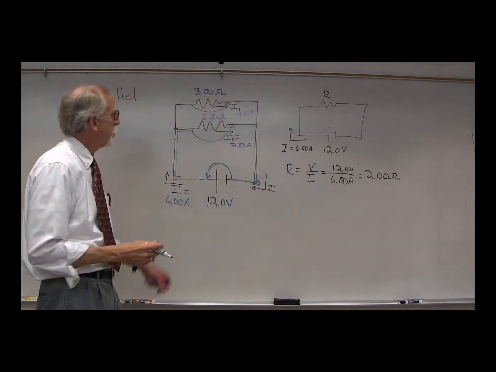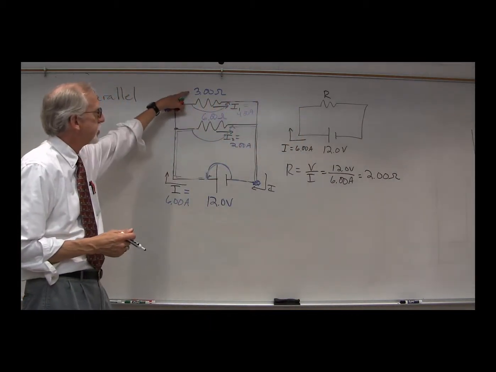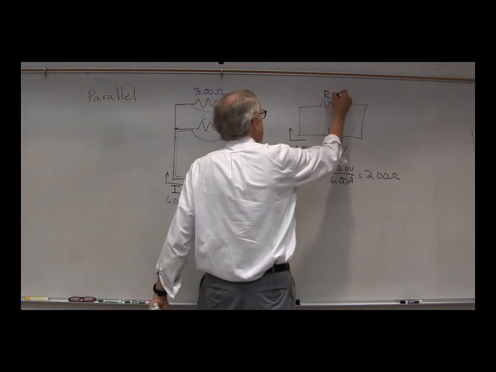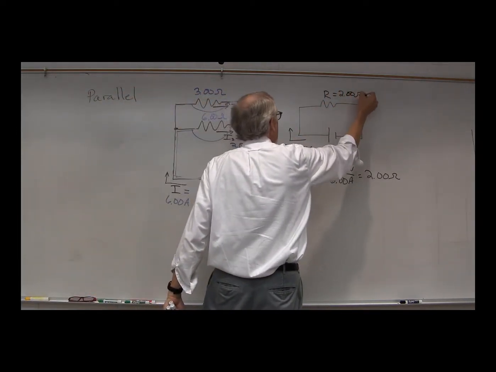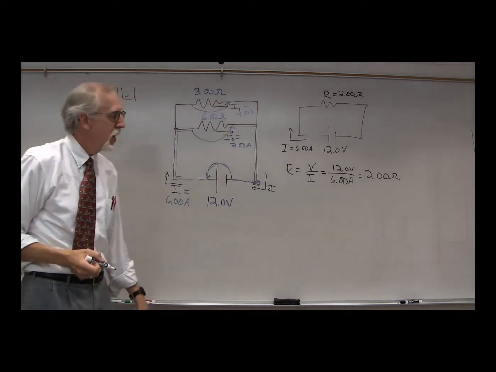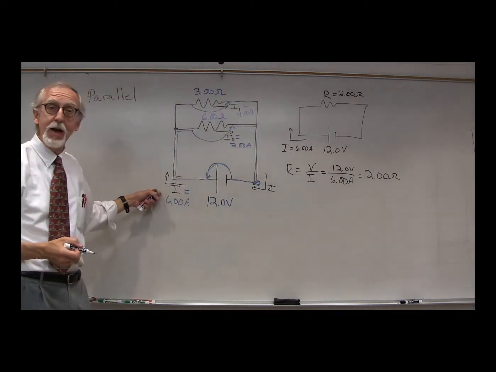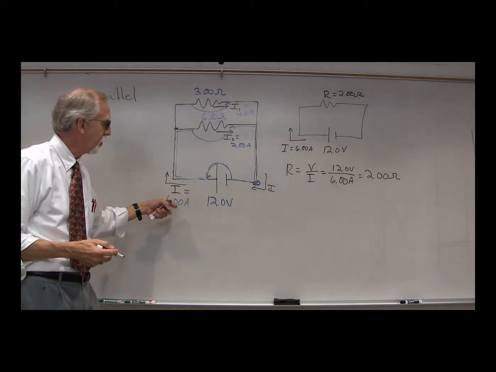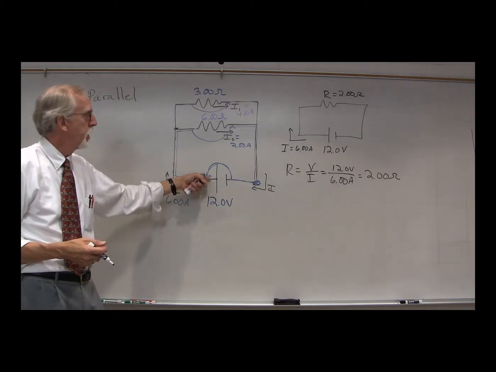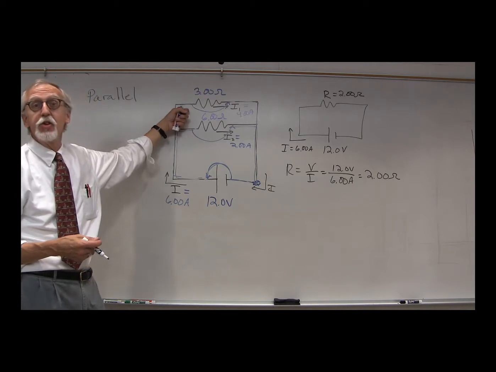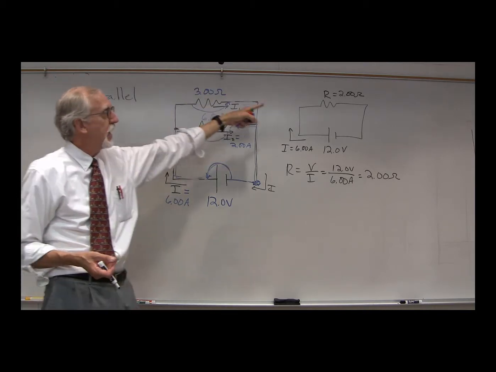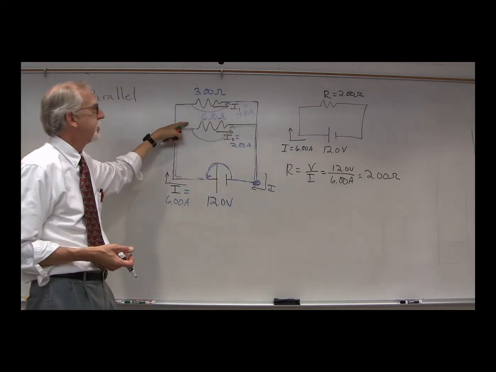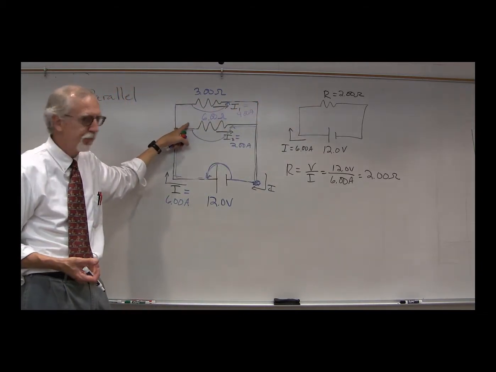So we can actually replace these two resistors, the 3 ohm and the 6 ohm, with a single resistor, a 2 ohm resistor, that would give rise to the same output for the voltage, the power supply, the same current from the power supply, as we did by having the two resistors. Again, that is called the equivalent resistance for two resistors in parallel.